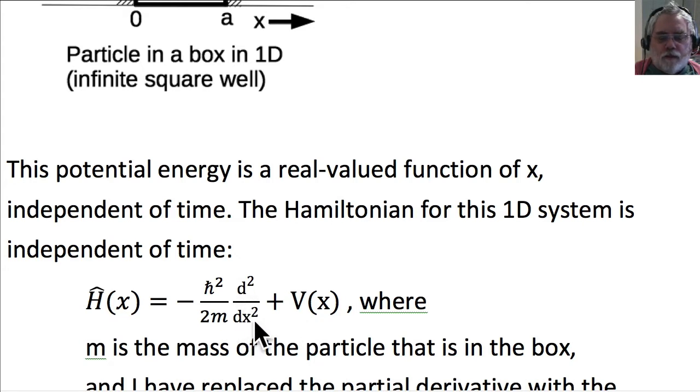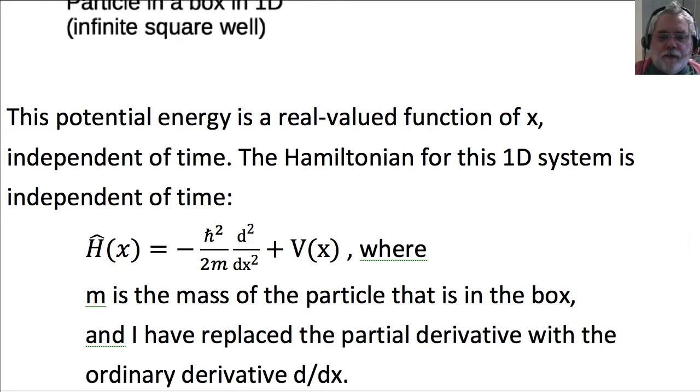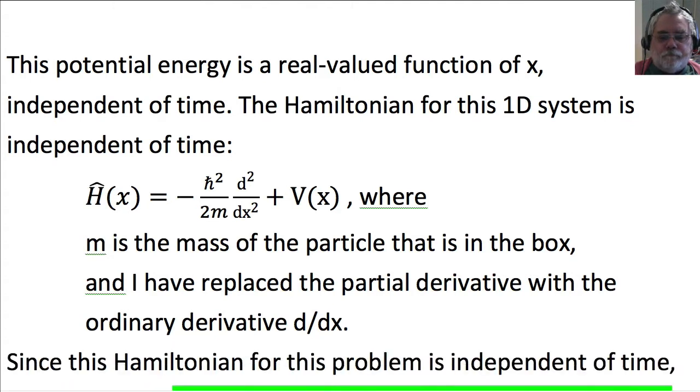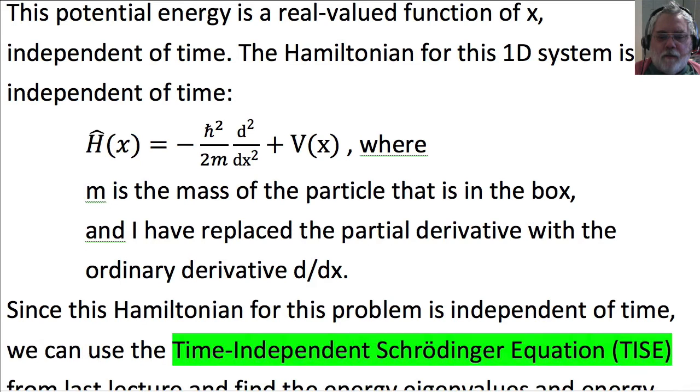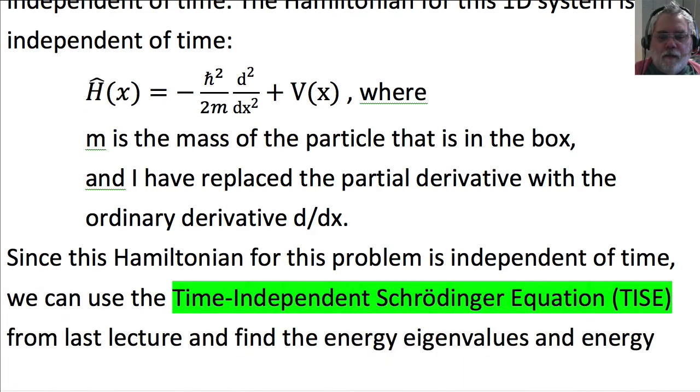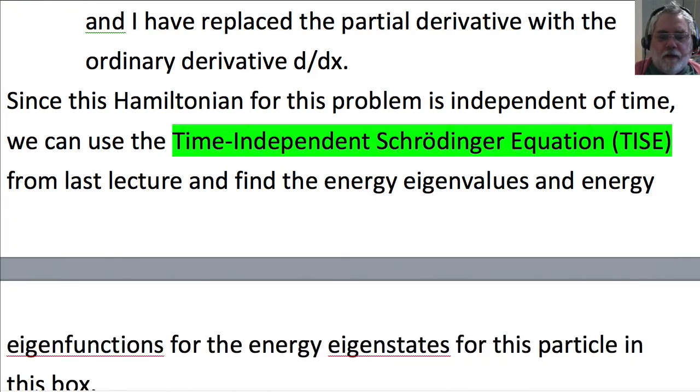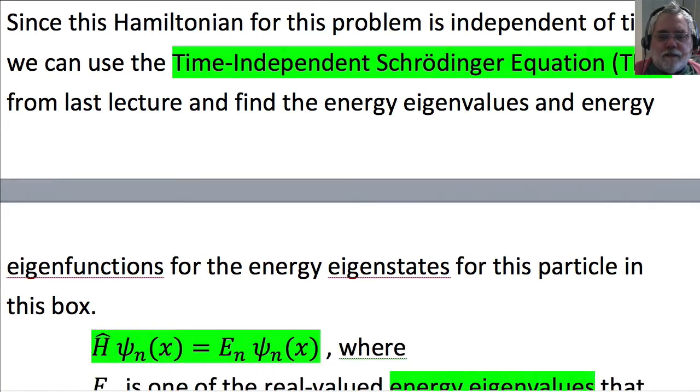I should have shown this as a partial derivative, plus the potential energy V of x that we identified previously, where m is the mass of the particle that is in the box. And I've replaced the partial derivative with the ordinary derivative d/dx because I'm going to use the time-independent Schrodinger equation. But it should have been a partial in the Hamiltonian. Since this Hamiltonian for this problem is independent of time, we can use the time-independent Schrodinger equation from last lecture. And we can find the energy eigenvalues and energy eigenfunctions for the energy eigenstates for this particle in this box.